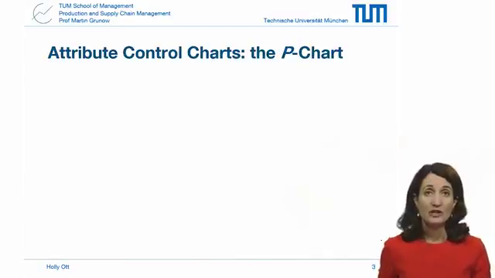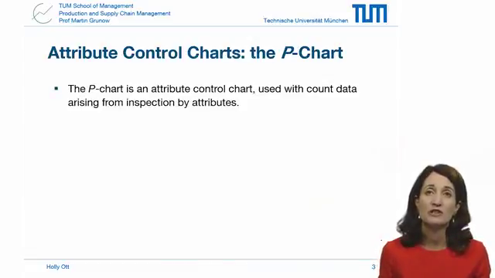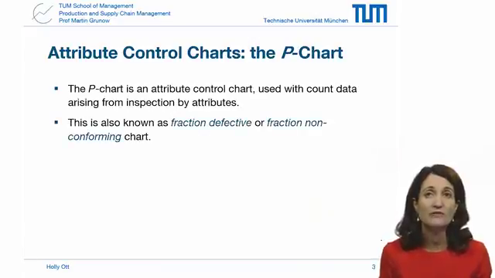The P chart is an attribute control chart, and it's used with count data arising from inspection by attributes. The P chart is also known as the fraction defective or fraction nonconforming chart because it's used to monitor and control the fraction produced in a process that is defective or nonconforming.